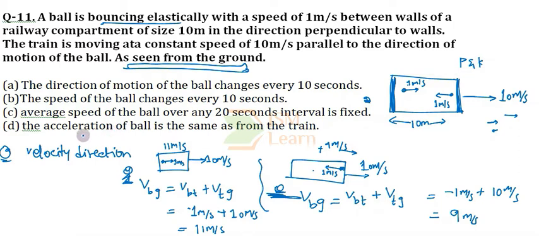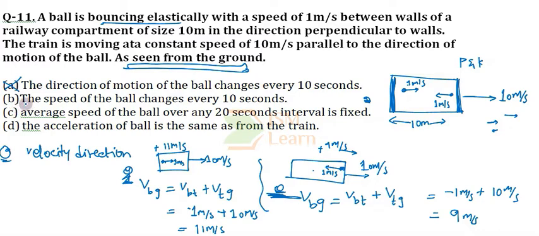Who is observing all this? The person standing on the ground. You will observe that there is no change in the direction of motion. There is no change in the direction of velocity of the ball. So option A, the direction of motion of the ball changes every 10 seconds, is wrong, because in the whole journey, as seen from the ground, the direction of motion of the ball is not changing at all.